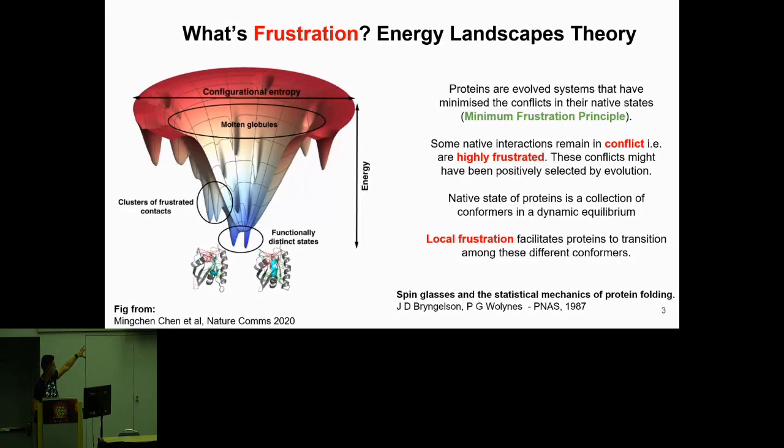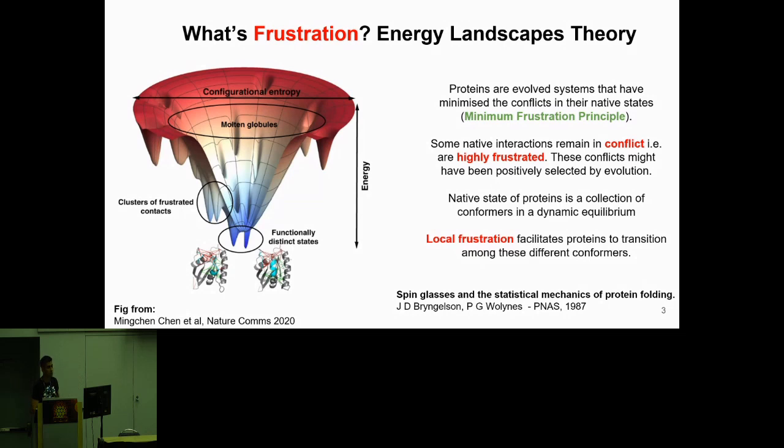However, whenever you look at the native structure of a protein, there are always some interactions that are in conflict with the local surroundings. And we call these interactions highly frustrated. And these conflicts are there because they might have been positively selected by evolution. Otherwise, they would have been minimized energetically over time. And if we think that the native state of a protein is a collection of conformers that exist in a dynamic equilibrium, we can think of these local frustrated interactions as the ones that facilitate the motions of the protein in between these different conformers and eventually provide function.